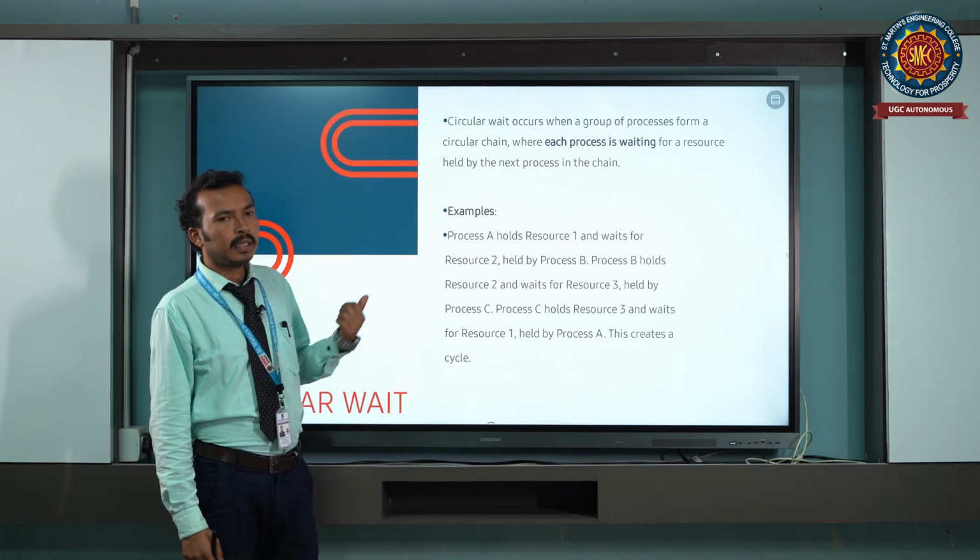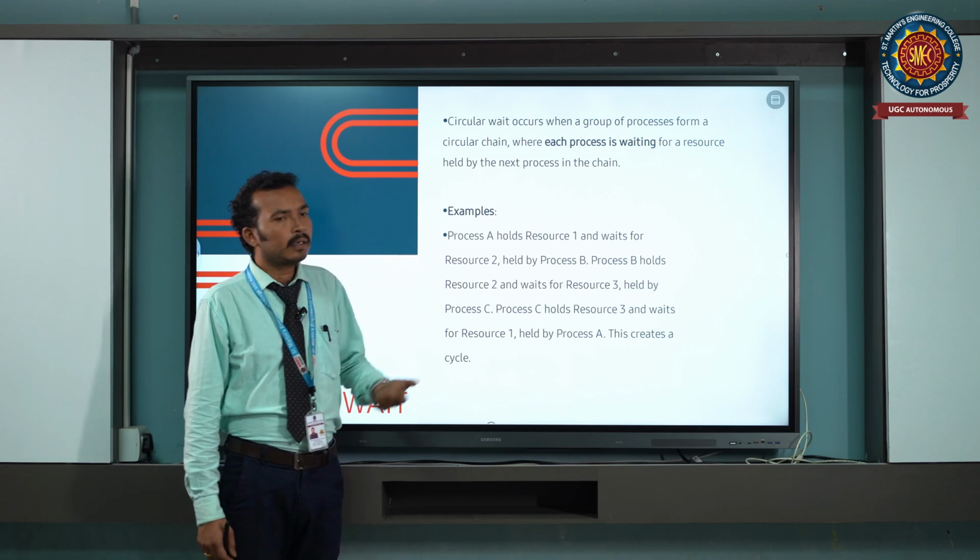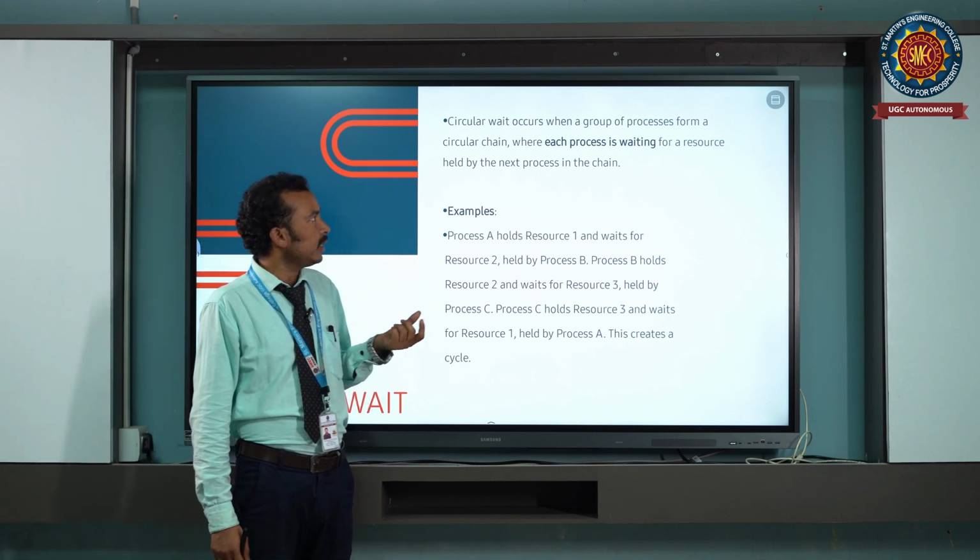And the next one is circular wait. Circular wait occurs when a group of processes forms a circular chain.